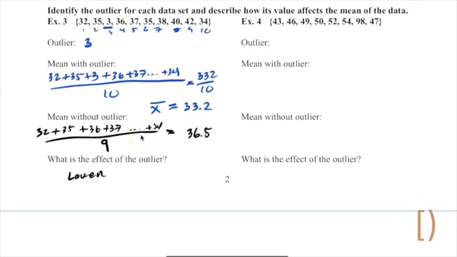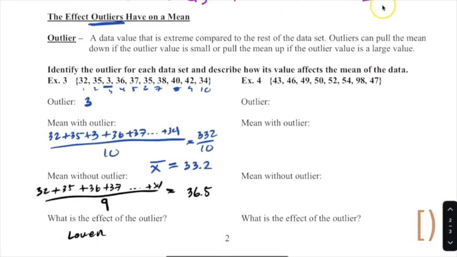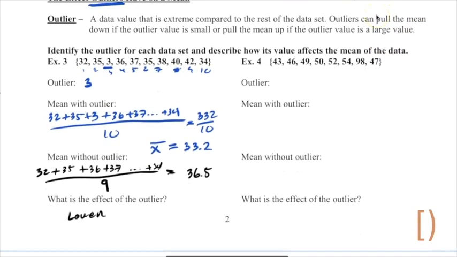We made it lower. We can do the same thing with this one here. In this case, look at our outlier. It's at 98. That's a good score. Someone got 98 on that test. Let's say this is a test. Everybody else failed it.